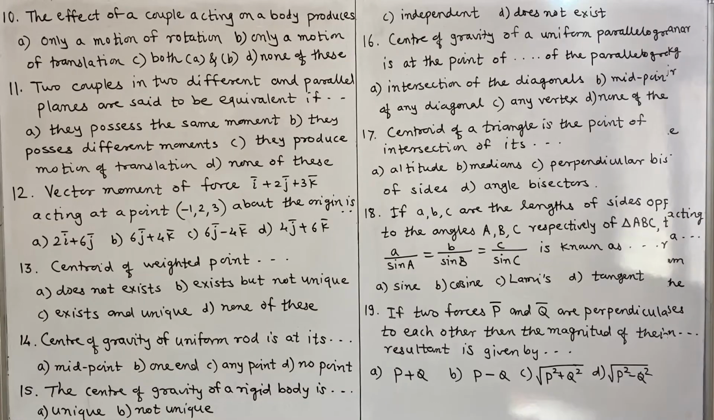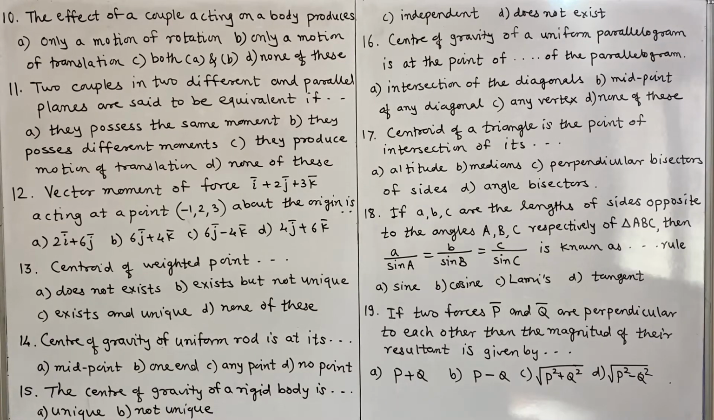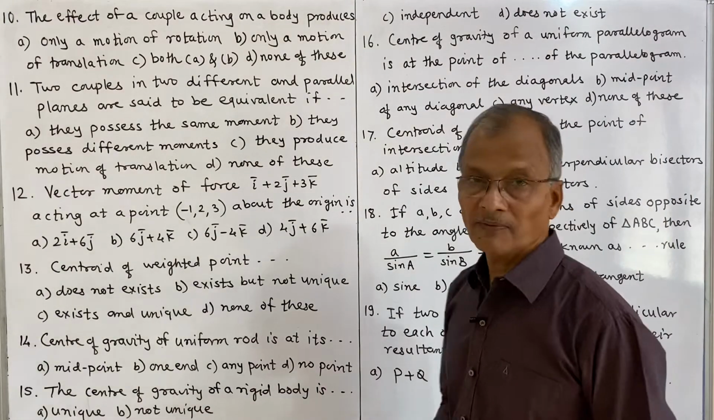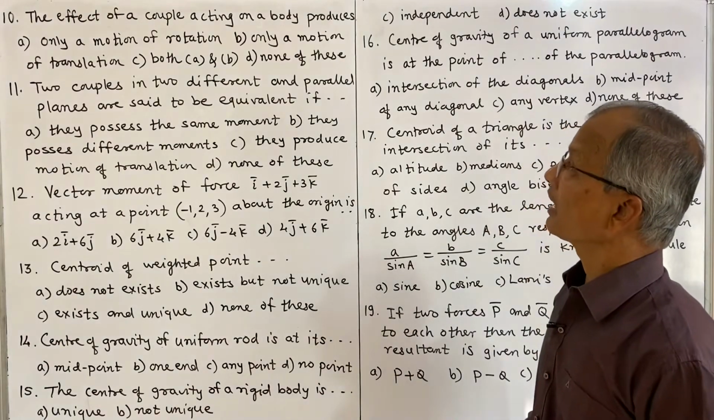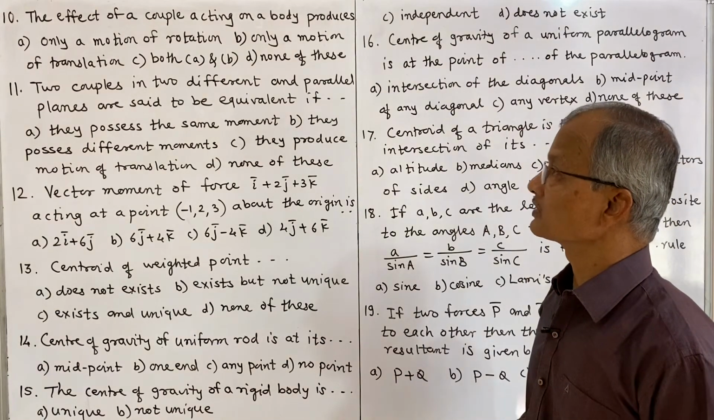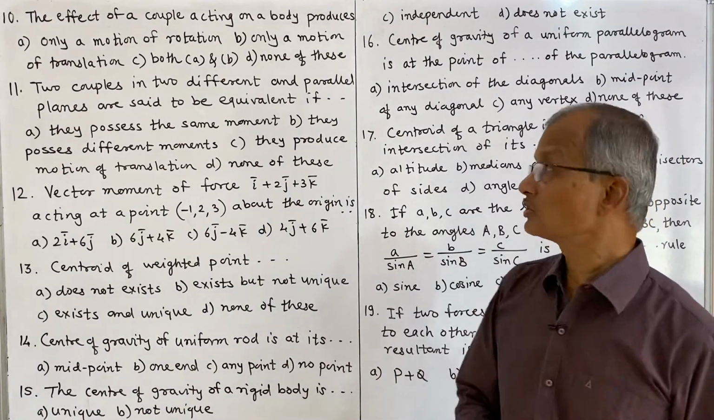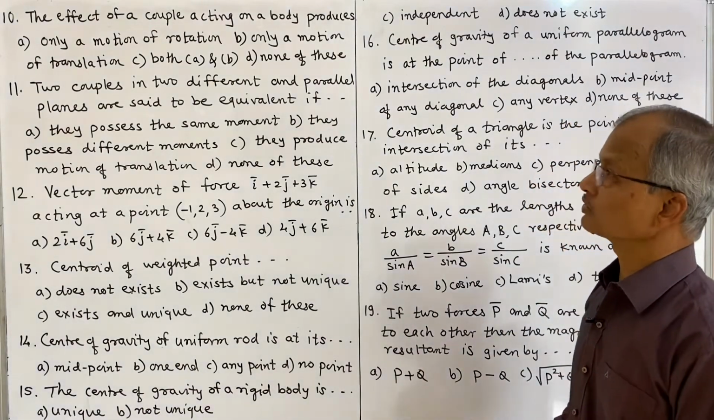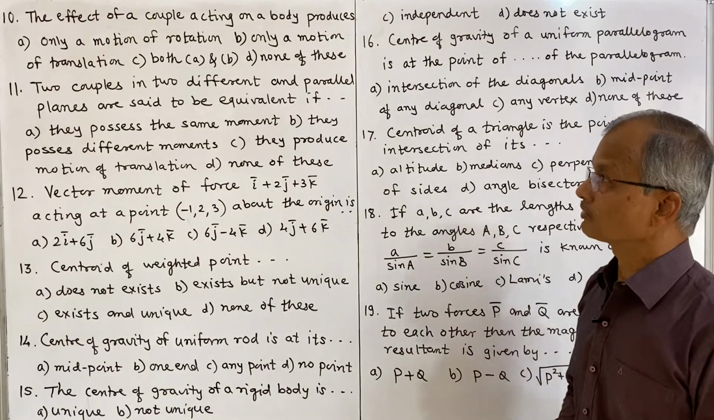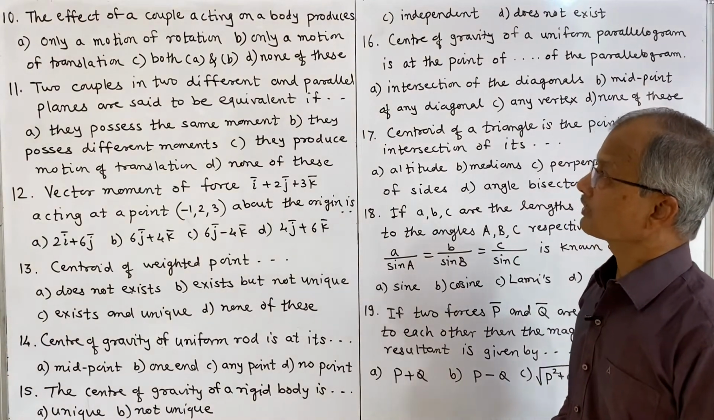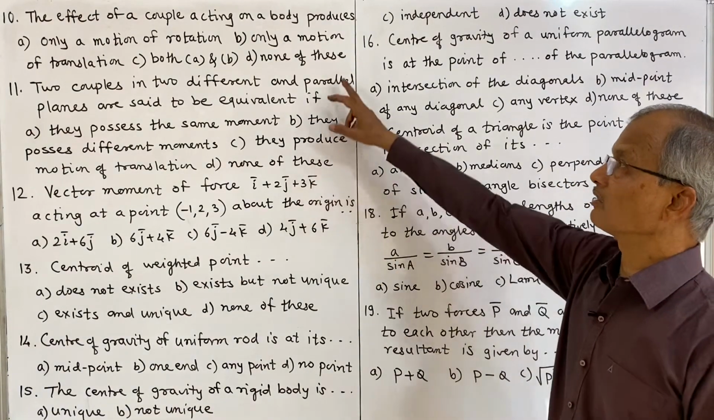These are the next questions. Again, I would like to suggest that you take a screenshot of this, write your answers and then verify them. The 10th question is: the effect of a couple acting on a body produces what type of motion? Only a motion of rotation, only a motion of translation, both rotation and translation, or none of these.